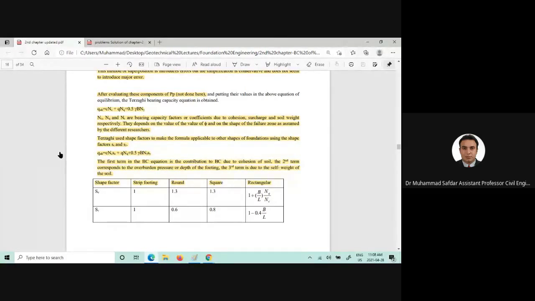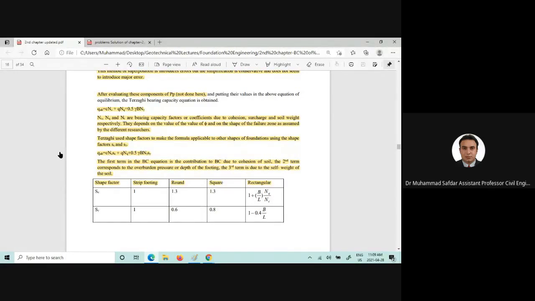So we were focusing on the various factors related to Terzaghi's and Meyerhof bearing capacity equations and theory in our previous lectures. But today we are going to use those theories and equations to find out the ultimate bearing capacity, safe bearing capacity, and the different types of bearing capacity factors.